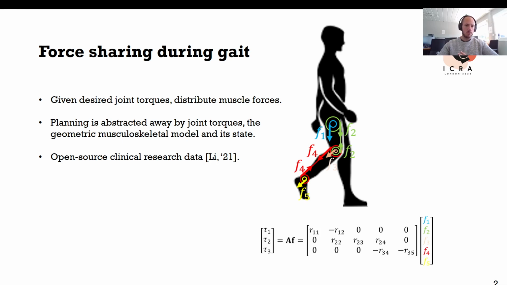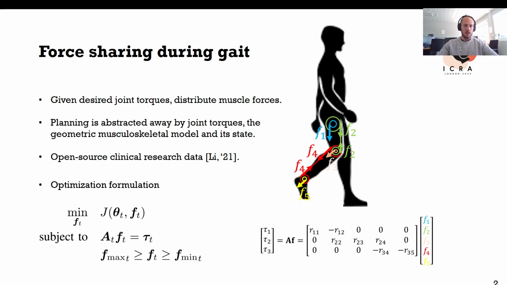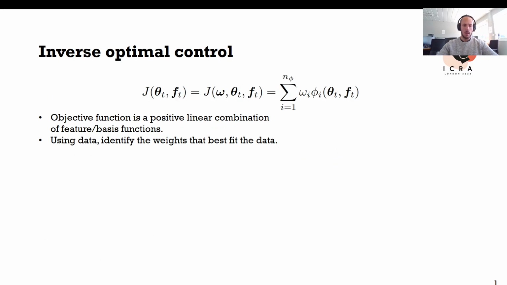We have used open-sourced clinical data for this study, from where we get the reference forces and moments. The force-sharing problem is therefore, from top to bottom, the task of finding bounded muscle forces that produce given joint torques and that minimize an objective function. In inverse optimal control, the objective function is most commonly represented as a positive linear combination of features. We denote the weights of the combination with the symbol omega and the feature functions with symbol phi.